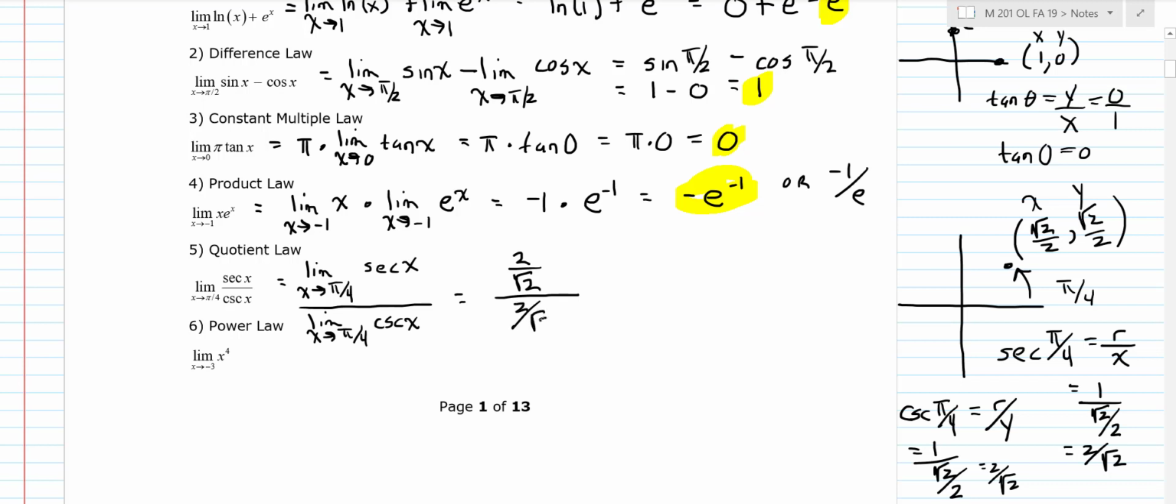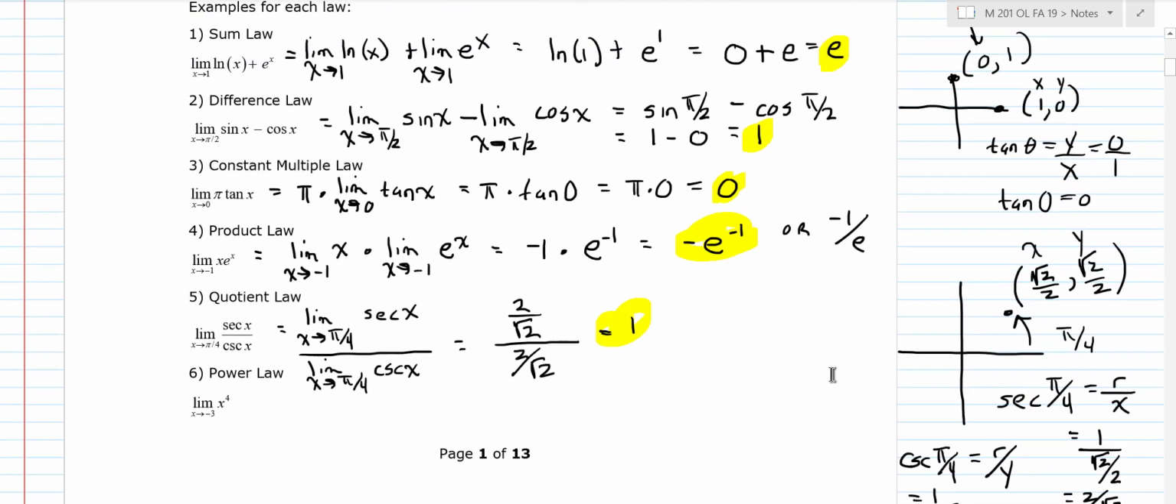So then what you would do, of course, this is just equal to 1, would be the value of that limit then. All right. Okay. Next thing we'll look at is the power law.